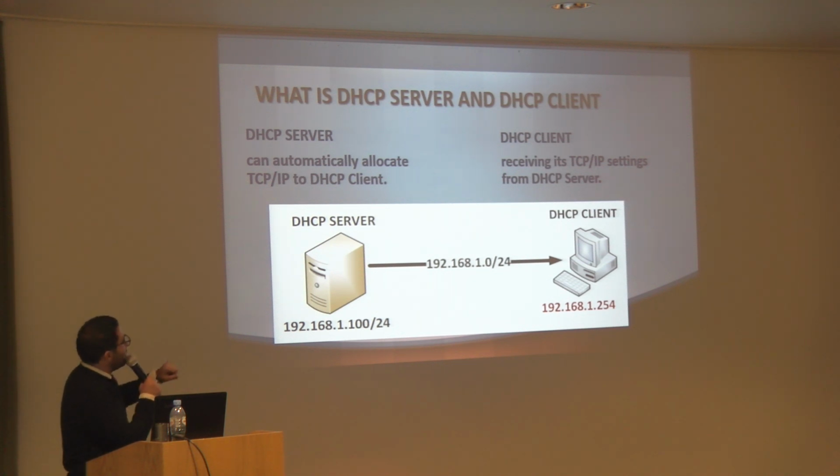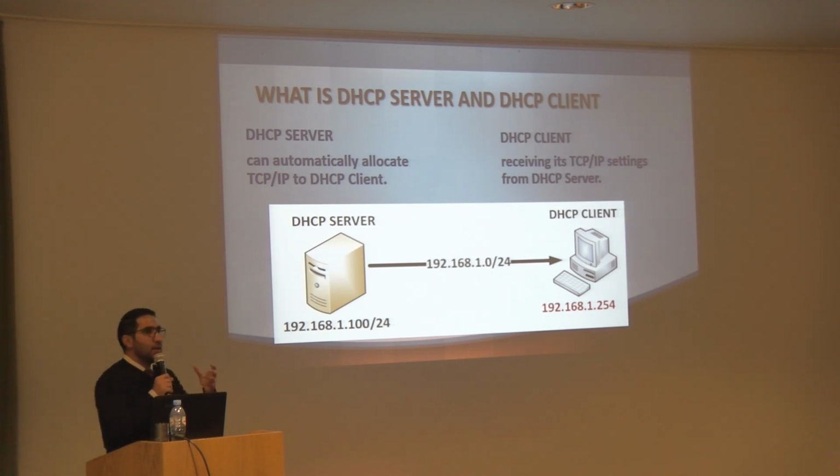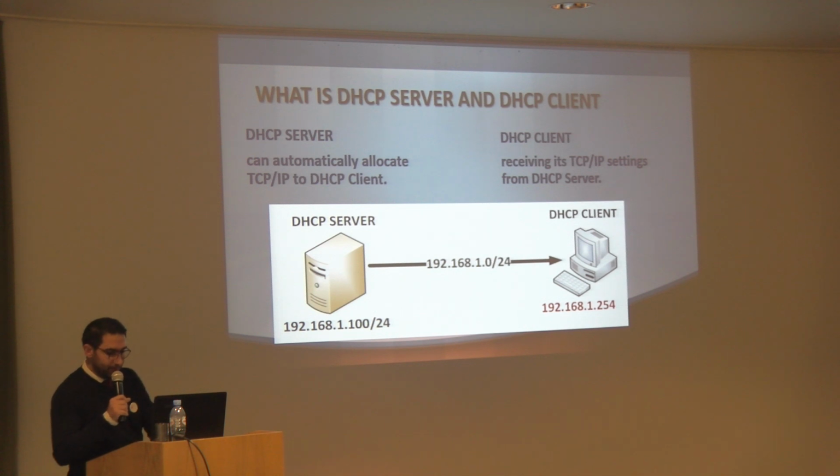After explaining the DHCP server, now I'm telling about the DHCP client. The DHCP client requests network parameters from the DHCP server. As I already explained in the previous slide, the network parameters consist of IP address, subnet mask, default gateway, and DNS server. As a result, the DHCP client receives network parameters from the DHCP server.